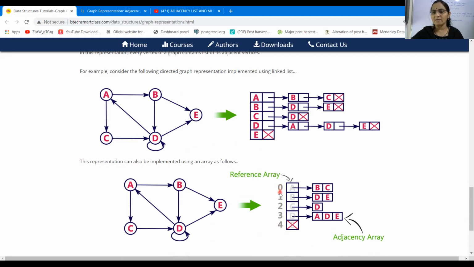The first element of the array always starts with 0. That's why you give the addresses as 0, 1, 2, 3, 4, and accordingly you write down the adjacent nodes. So this is called the adjacency array, and this is called the reference array. The first one is the adjacency list representation using the linked list.